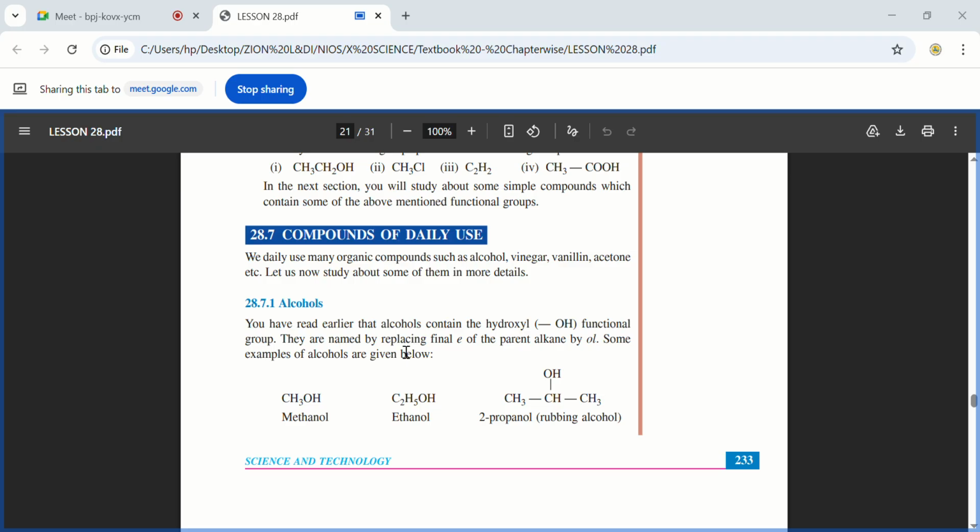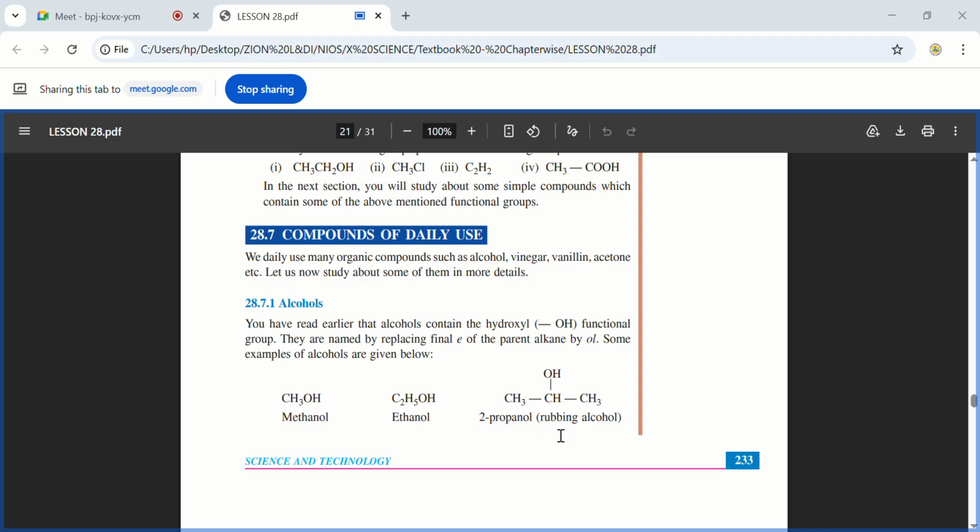We daily use many organic compounds such as alcohol, vinegar, vanillin, acetone, etc. Let us now study some of them in more detail. 28.7.1 Alcohol. Can somebody read this? Sorry, not somebody, Abby, read it. 28.7.1 Alcohols. You have read earlier that alcohols contain the hydroxyl (OH) functional group. They are named by replacing the final E of the parent alkane by OL. Some examples of alcohols are given below.